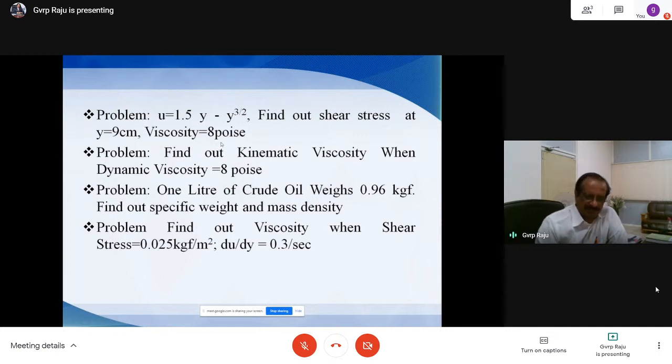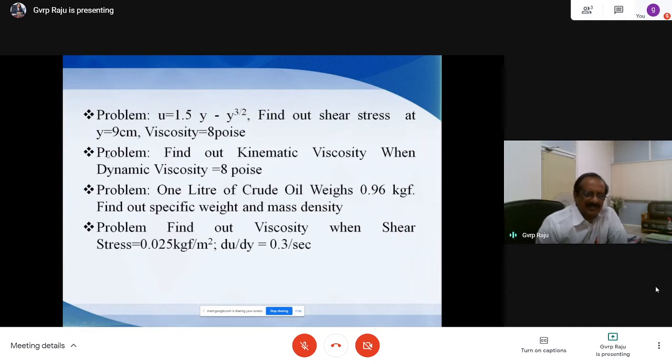Newton's equation of viscosity: tau is equal to mu into du by dy. Mu is the dynamic viscosity, or coefficient of viscosity, or absolute viscosity. All three refer to the same. So tau is equal to mu into du by dy. Here du by dy is 1.5 minus 3 by 2 y to the power of 3 by 2 minus 1, so this is square root y. Finally du by dy is 1.5 minus 3 by 2 y to the power of 1 by 2.